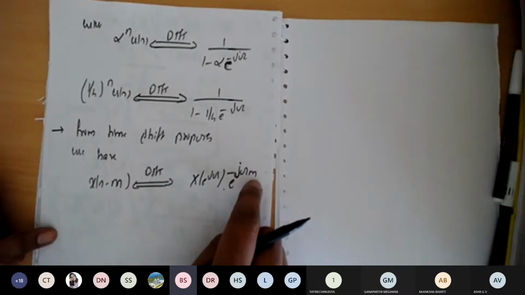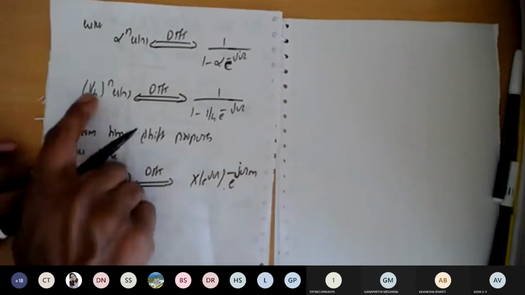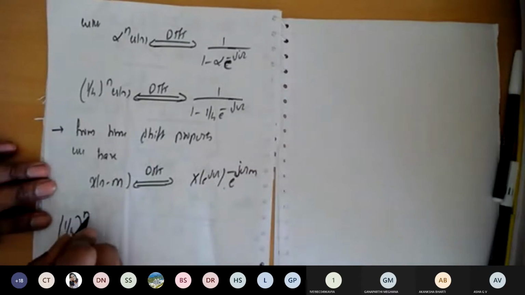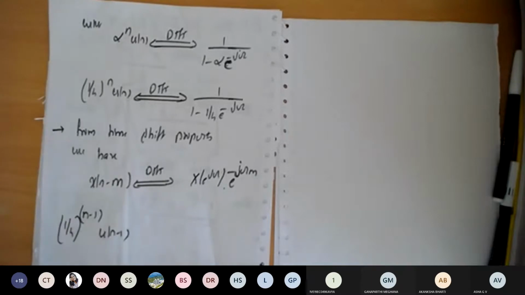Okay. Now we'll consider the DTFT of 1 by 4 to the power of n minus 1 into u of n minus 1. We'll consider u of n minus 1, and we'll apply the property. Apply this one.